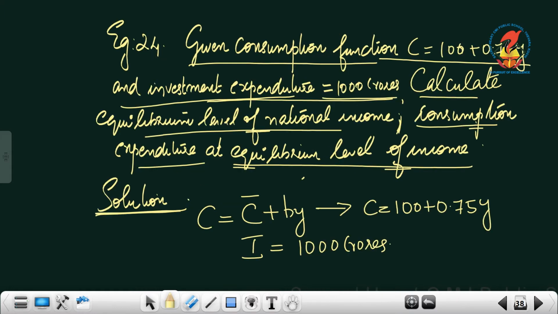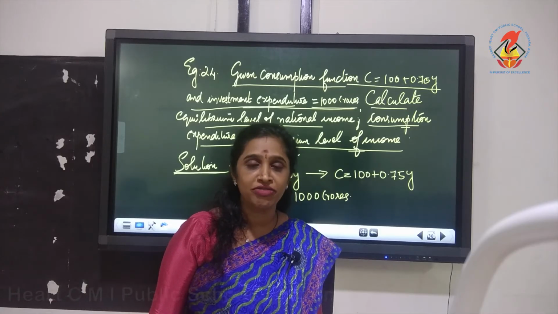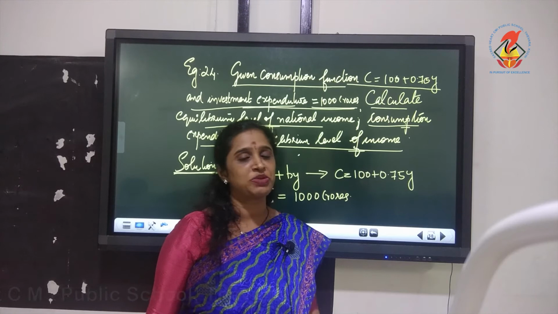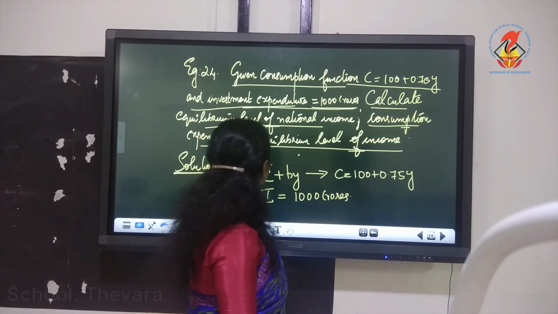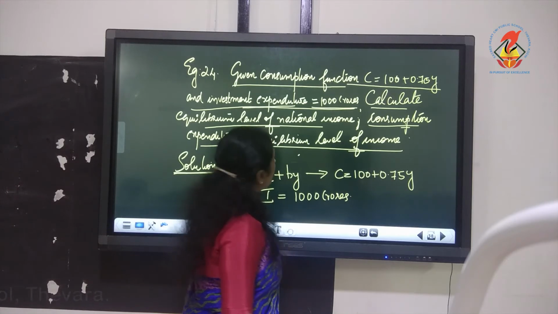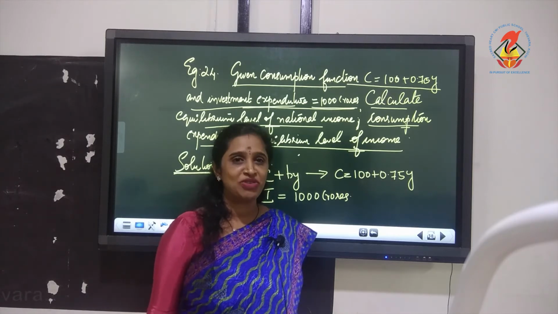So you are given the following information. C is equal to C bar plus by, that is 100 plus 0.75y, and I is given as 1000 crores. So you have to find out equilibrium level of income and consumption expenditure at equilibrium level of income. Now, how will you find out the equilibrium level of income?